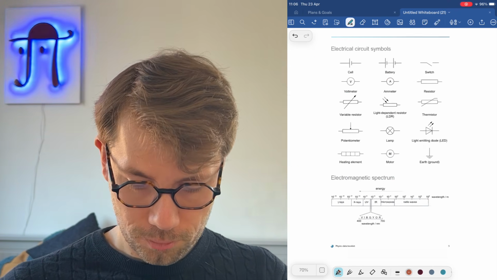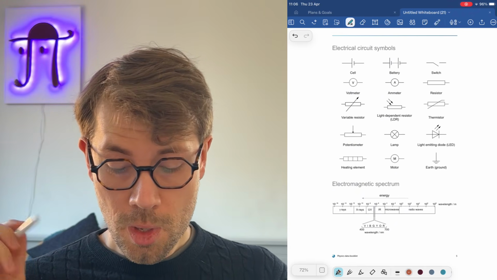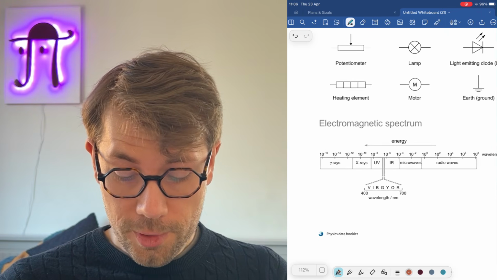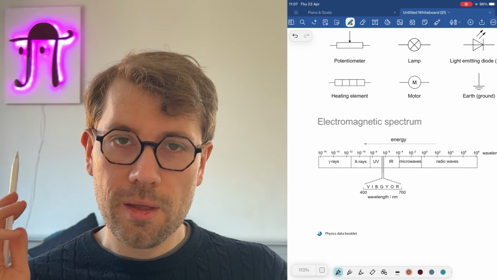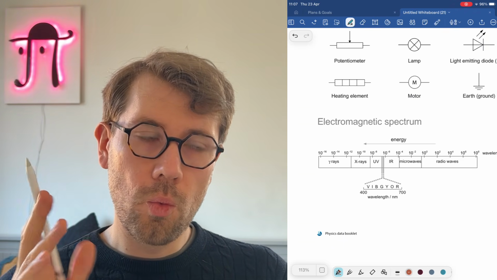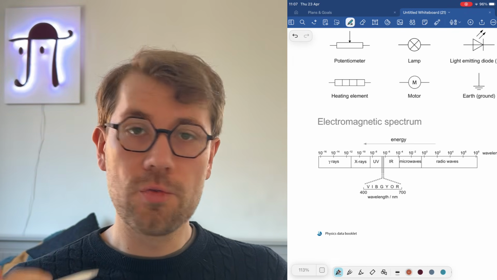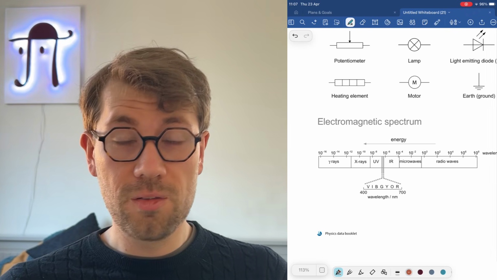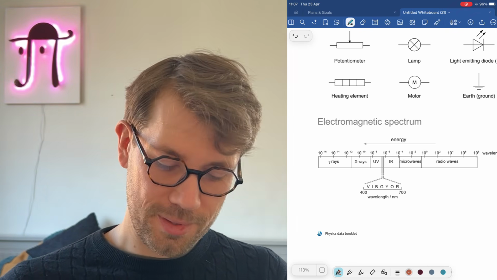Right. Then we're moving on to electric circuit symbols. This is handy just to know it's here, but more importantly is the electromagnetic spectrum at the bottom. Quite often it's important to know whether one photon or one ray has a higher frequency or a longer wavelength than another one, and you used to have to remember that, but now you don't have to. It's all given to you.